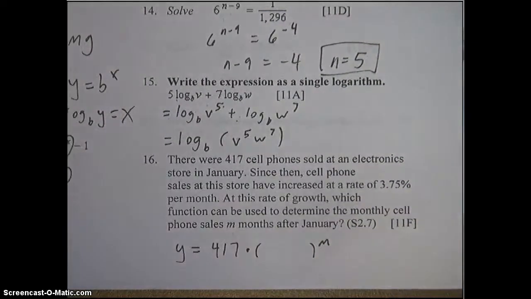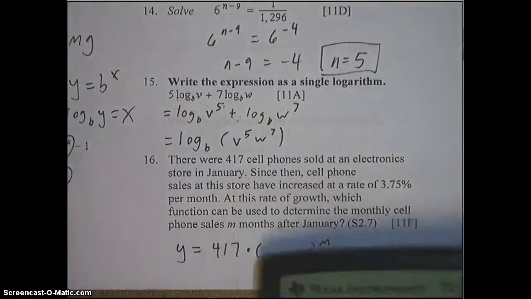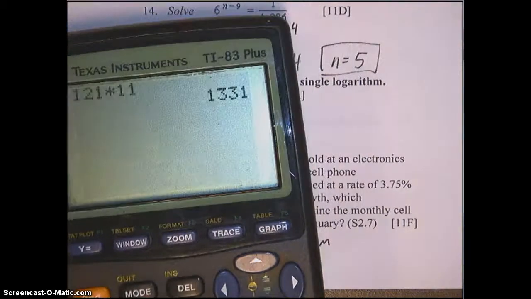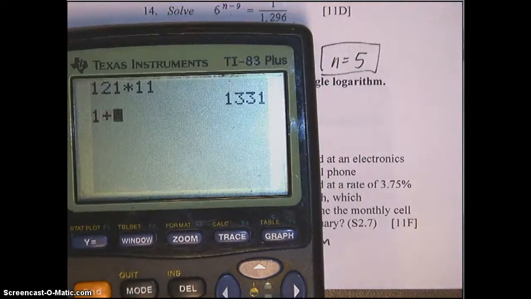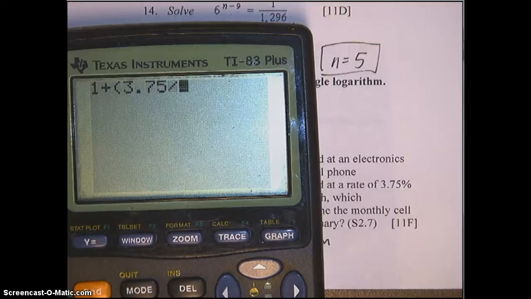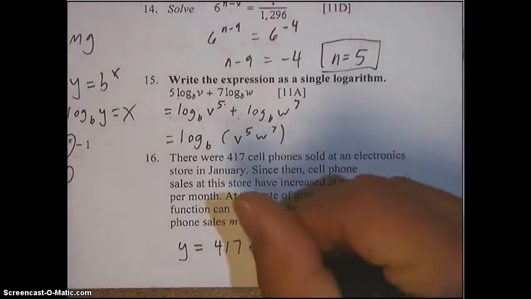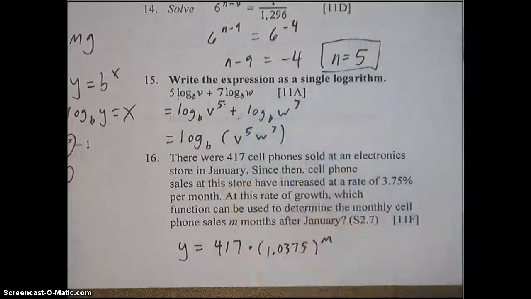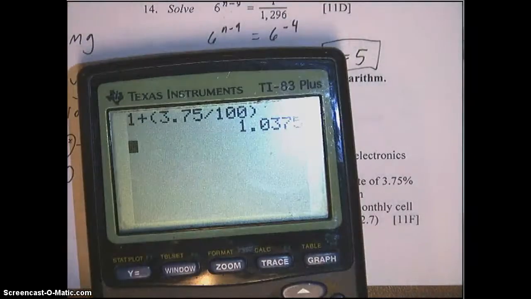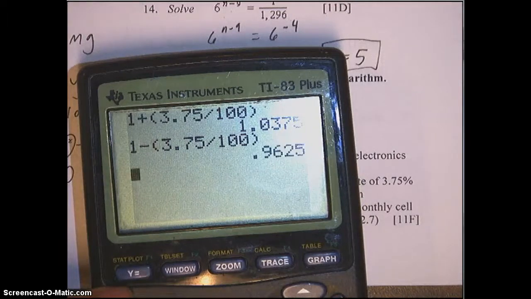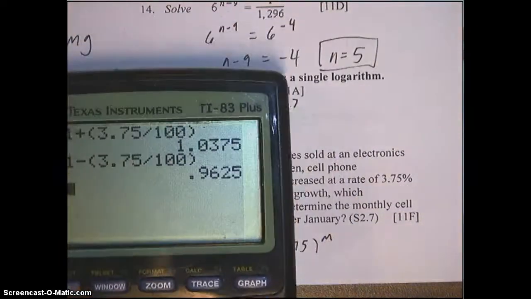Well, it's increasing at 3.75%. To figure out what goes in the middle there, you're going to do 1 plus, because it's growing, 1 plus that 3.75 divided by 100. And that's what goes in the parentheses there, 1.0375. Now remember, if it was decreasing by 3.75 per month, we would have done 1 minus, and that would have given us the decimal. But it was growing, so that's why I used the top one instead of that 0.9625.